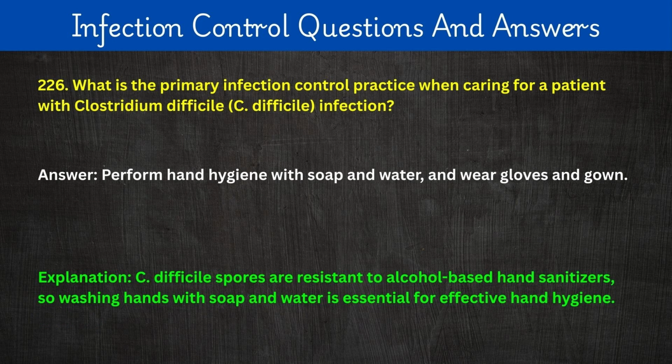226. What is the primary infection control practice when caring for a patient with Clostridium difficile, C. difficile, infection? Answer. Perform hand hygiene with soap and water, and wear gloves and gown. Explanation. C. difficile spores are resistant to alcohol-based hand sanitizers, so washing hands with soap and water is essential for effective hand hygiene.